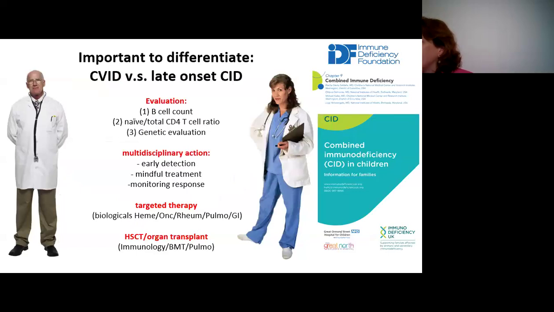So one other thing that I like to share with my colleagues in medicine is to differentiate CVID patients from late onset combined immunodeficiency. To me, combined immunodeficiency is an extremely red flag that I have to make sure that I understand and monitor those patients carefully. And to be able to sieve it out from the big haystack of CVID, you can do 3 different very simple things to understand CID patients. You can look at a B cell count. You can look at naive and total CD4 T cell ratio and genetic evaluation. And I believe that every CVID patient should have these 3 tests done at some point in their life, especially if they have non-infectious complications.